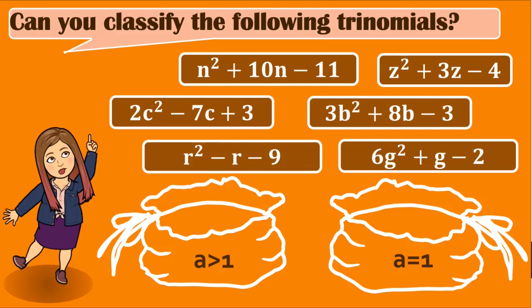You are given 6 general trinomials here. Put them inside these 2 bags. Now, the bag at the left should have the general trinomials with a leading coefficient greater than 1. And the bag at the right should have the general trinomials with a leading coefficient equal to 1. By the way, a symbolizes the leading coefficient. Try drawing your answers on your notes. Pause. Do you have the answers?